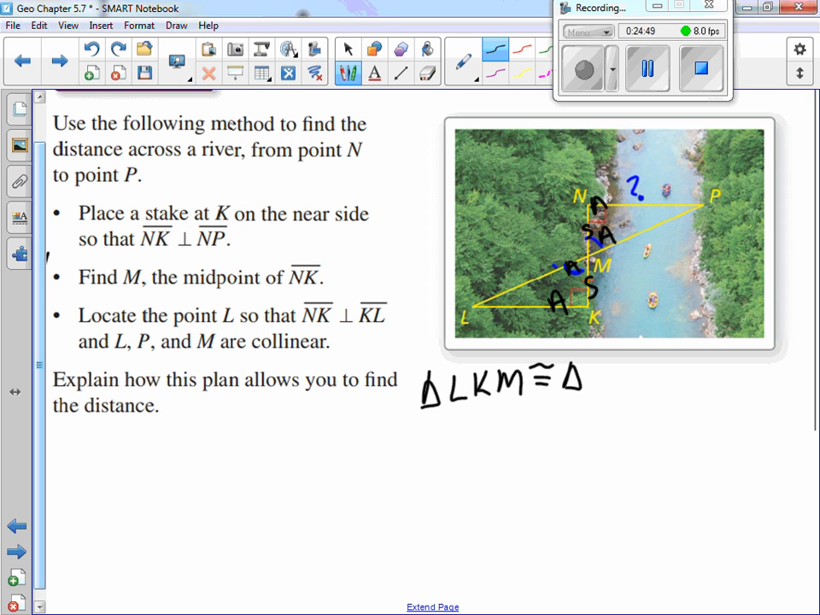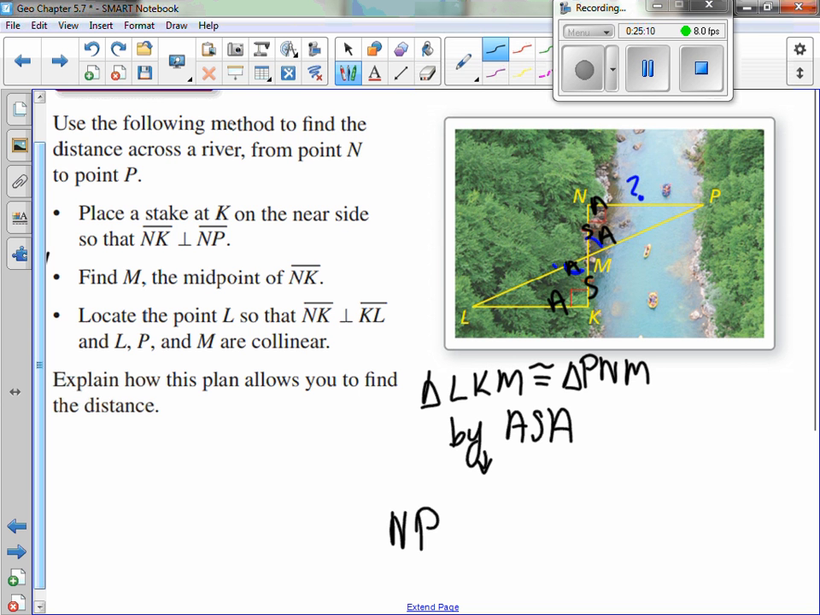So what that tells me, I'll write this underneath here, is that triangle LKM would be congruent to triangle PNM by our angle, side, angle, yes? Would you all agree with that? So measuring the distance from N to P, that would be difficult going across a stream, yes? But from this here, I know that NP is congruent to what?